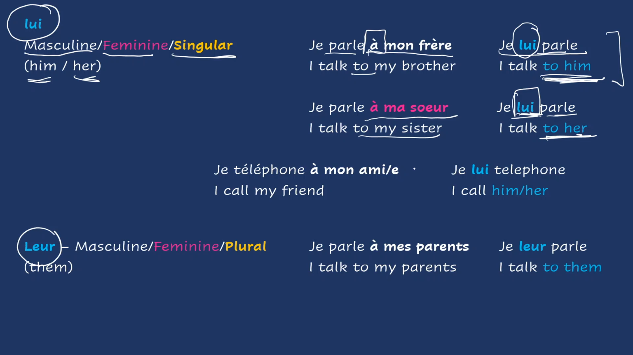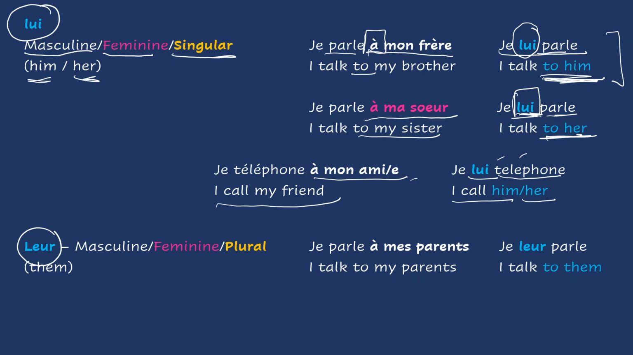Another example here, with téléphoner, oh, I forgot the accents. Here in English, you want to say I call him or I call her. You don't see the preposition, so you will have to remember that if in French you want to use téléphoner, it builds with the preposition à. So, I call my friend. Je téléphone à mon ami. Je lui téléphone.